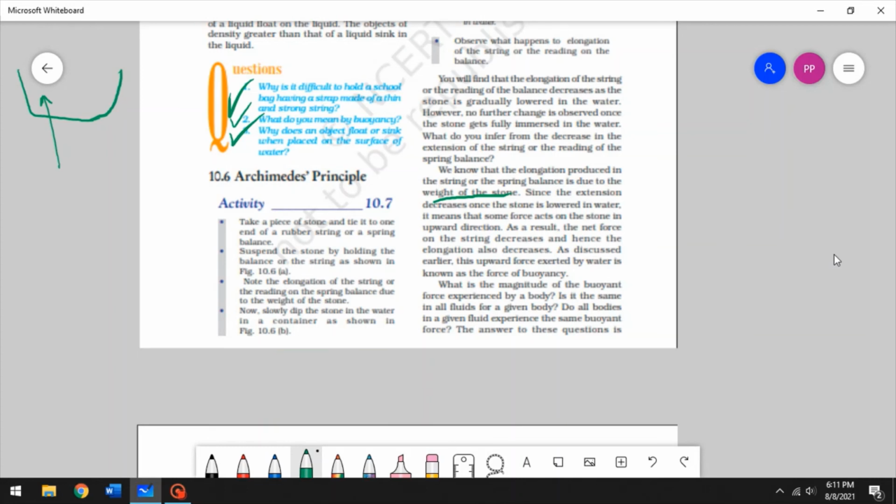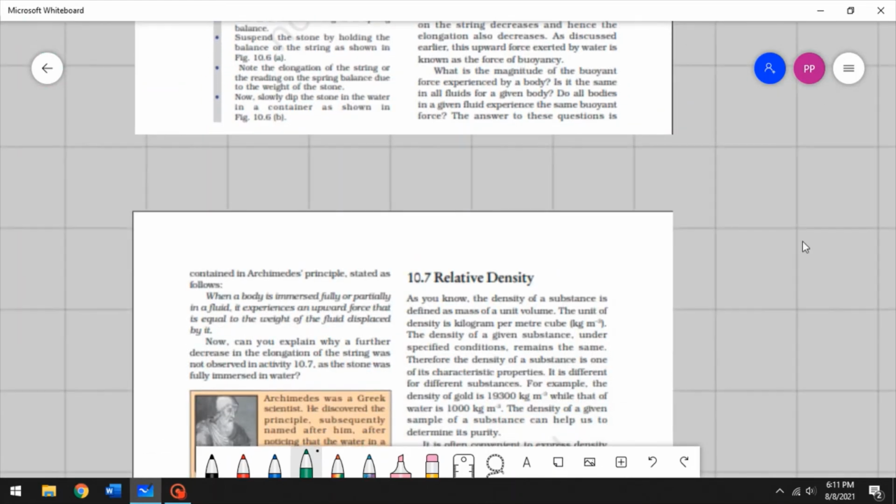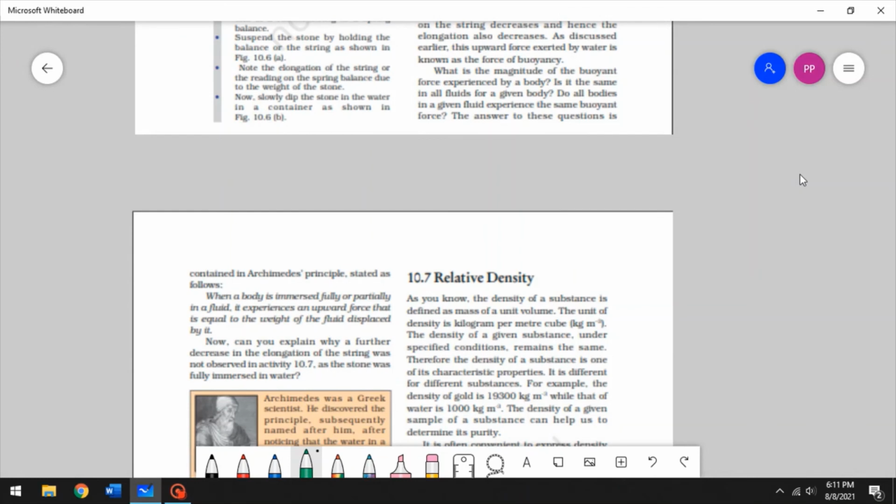Alright, so the magnitude of buoyant force experienced by a body, what is that? Is it the same in all fluids for a given body? Do all bodies in a given fluid experience the same buoyant force? The answer to all these questions is contained in the Archimedes principle. Alright, so what is Archimedes principle? It says when a body is immersed fully or partially in a fluid, it experiences an upward force that is equal to the weight of the fluid displaced by it.